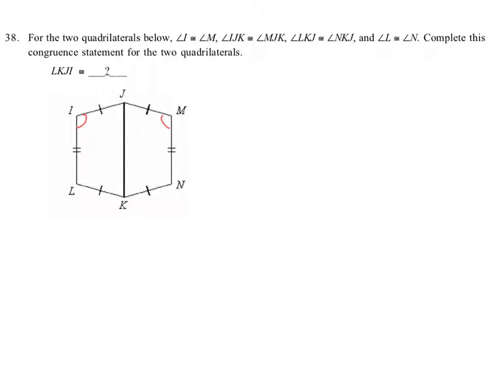But since they tell us that angle I is congruent to angle M, and let's see, angle IJK is congruent to angle MJK, and excuse me, angle LKJ is congruent to NKJ, and angle L is congruent to angle N.